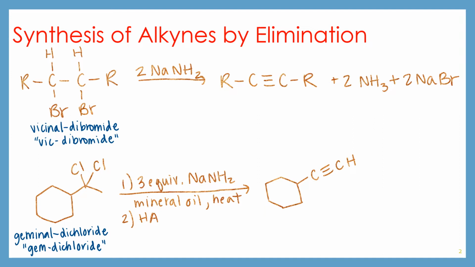They do kind of a cross-elimination, where one set is eliminated forming an alkene, and then the next set is eliminated to form the alkyne. If you react a geminal dichloride and take 3 equivalents of sodium amide in mineral oil and heat, and then follow up with acid, you can get an alkyne. This one's a little more complicated because you're going to be pulling off protons and eliminating one after the other, but you can still make the alkyne.